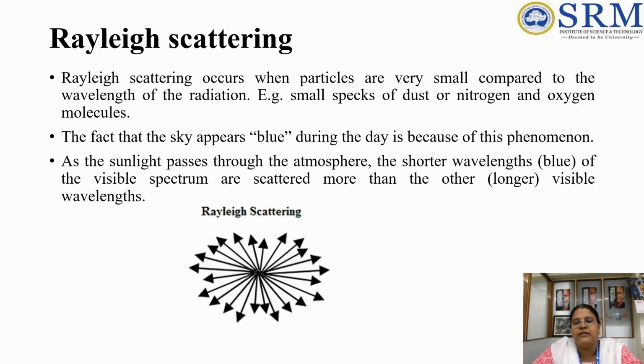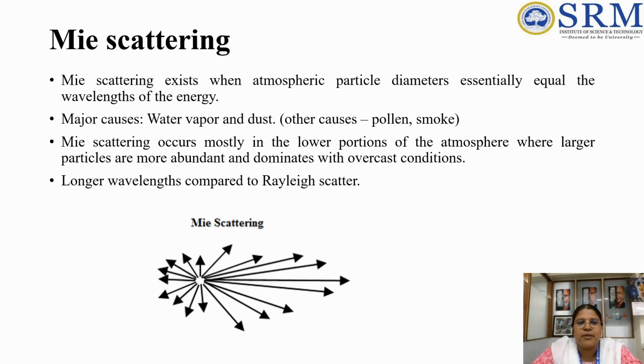Rayleigh scattering occurs when the particles are very small compared to the wavelength of the radiation. As we have seen, small specks of dust or nitrogen and oxygen molecules are very small compared to the wavelength of the radiation. This is the reason the sky appears blue during the day. The sunlight passes through the atmosphere. The shorter wavelength, that is the blue wavelength of the visible spectrum in the 400 nanometer range, is scattered more than the other visible wavelengths, that is green and red. This is the reason the sky appears blue.